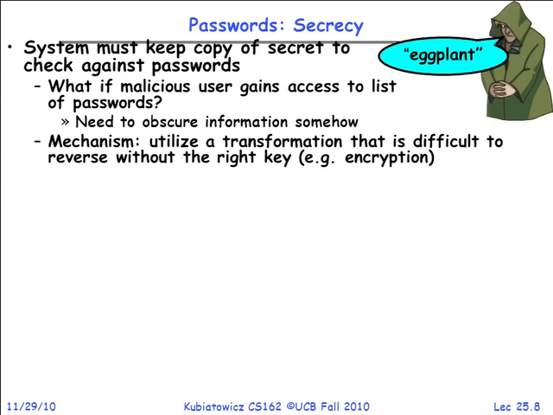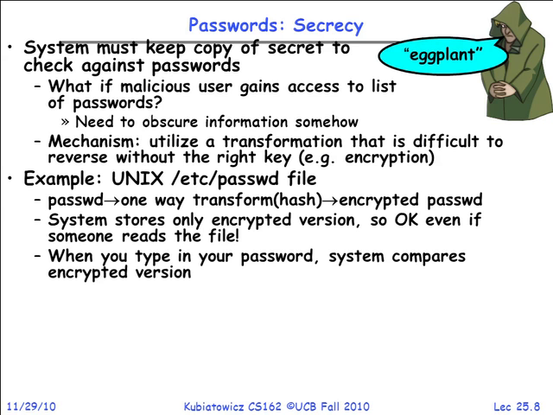So what do we want to do? Well, maybe we obscure the information somehow, with some sort of encryption transformation so that the passwords are never actually stored in clear text. And this is exactly what the Unix password file does. It takes your password, encrypts it, and stores that in the password file. In principle, when you type the password, the thing that's accepting your password encrypts it again and compares the two encrypted versions. And if they match, then you're let in.